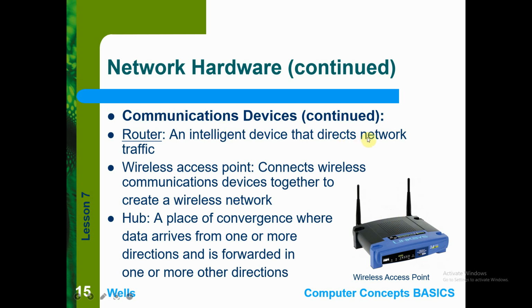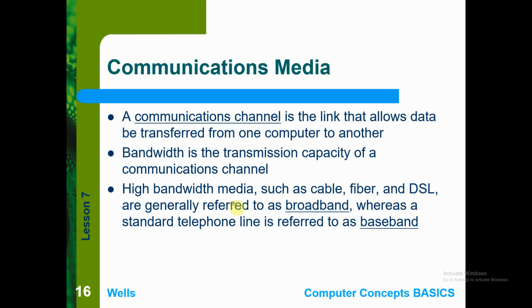So it will direct network traffic, siya ang mag-manage sang aton nga connections in and out, or you can authorize several computers or devices to be able to connect or ilimit ninyo ang ila speed for the connection. So for wireless access point, it will connect wireless communication devices together to create a wireless network. Then ang hub amo ang convergence natin where data arrives from one or more direction, kag ma-forward siya sa other direction.